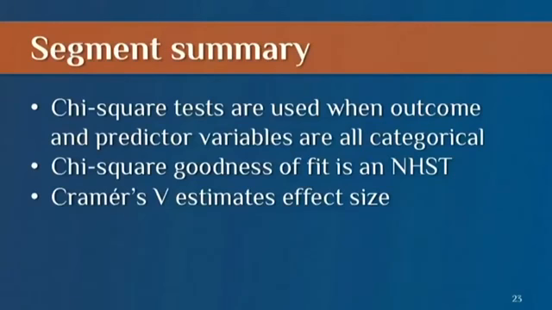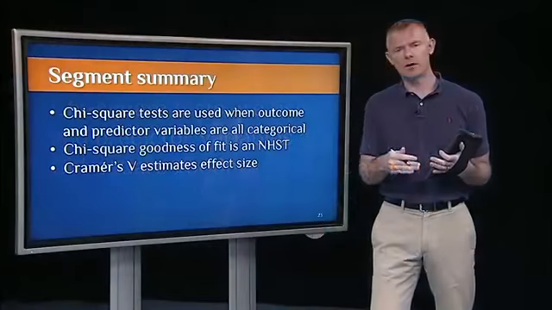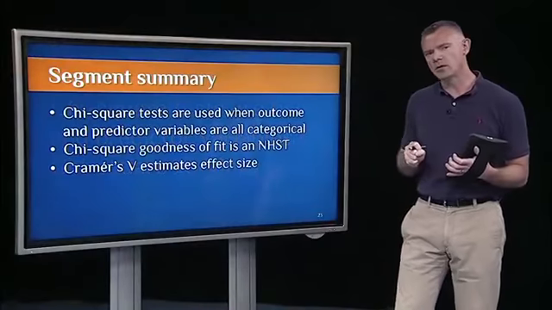To wrap up this segment, chi-square tests are used when we have a categorical outcome variable as well as categorical predictor variables. The chi-square goodness of fit statistic is an NHST, so we want to supplement that with an estimate of effect size. The way to do that in chi-square is Cramer's V or Cramer's phi.